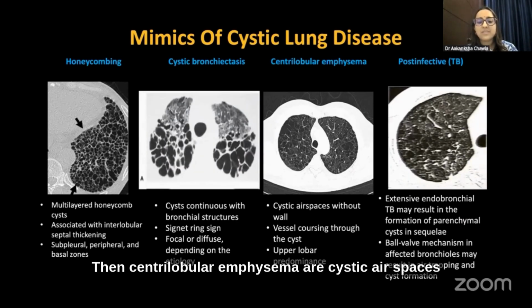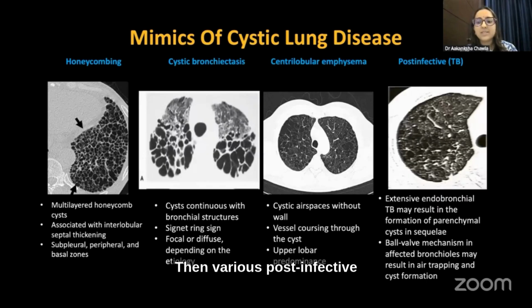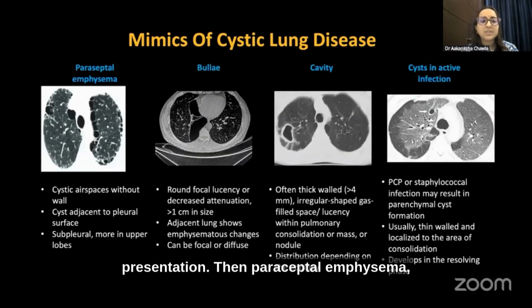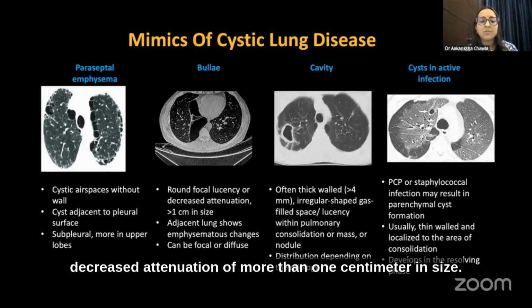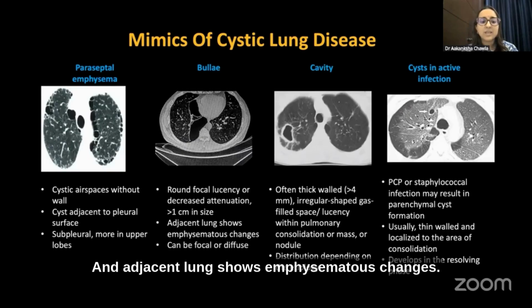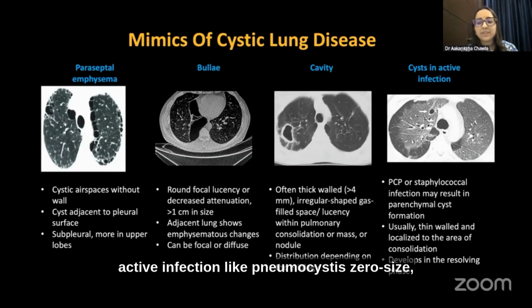Then centrilobular emphysema: cystic air spaces without a wall, and they generally have an upper lobe predominance. Then various post-infective cases can also have a cystic kind of presentation. Then paraseptal emphysema, cysts that are adjacent to pleural surfaces, and bullae, which are round focal lucency or decreased attenuation of more than 1 centimeter in size, and adjacent lung shows emphysematous changes. They can also be focal and diffuse. Cavities and cysts can also occur in active infection like Pneumocystis jirovecii and staphylococcal infection.